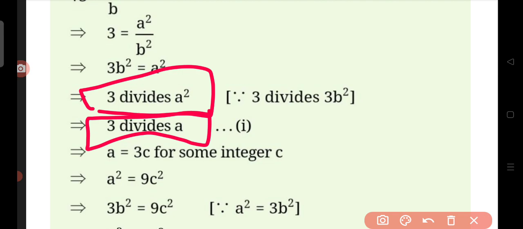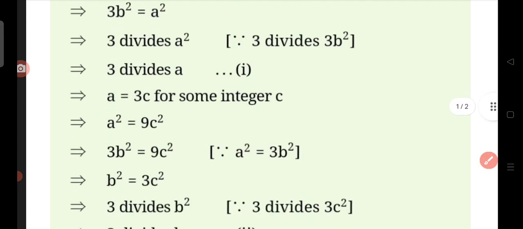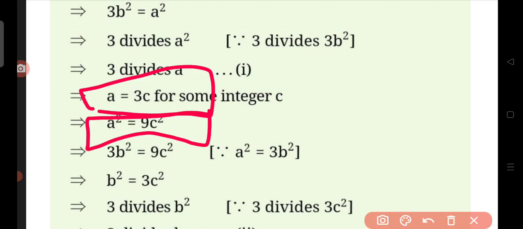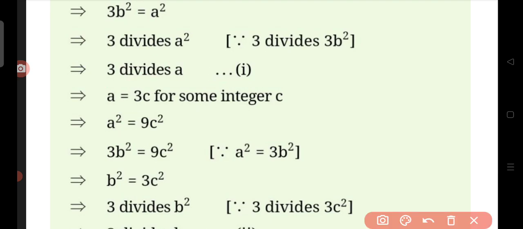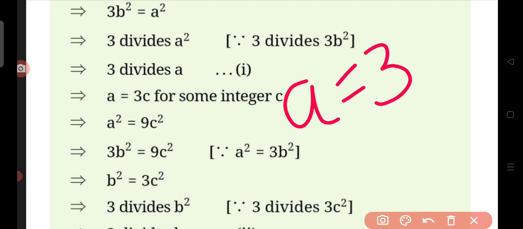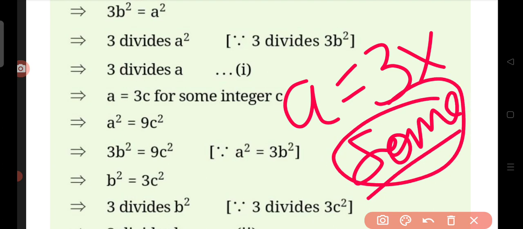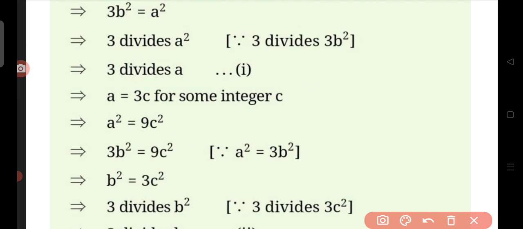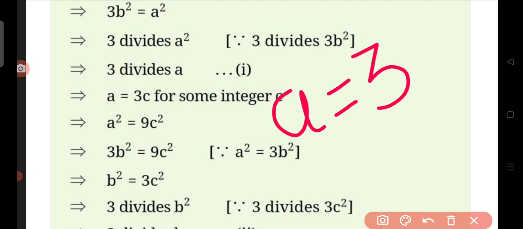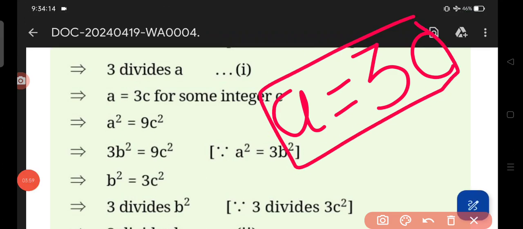By the theorem, next, if 3 divides a, then we can write a in such a form: a is equal to 3 into something, and we can say that something is c. Then we can say a is equal to 3c.